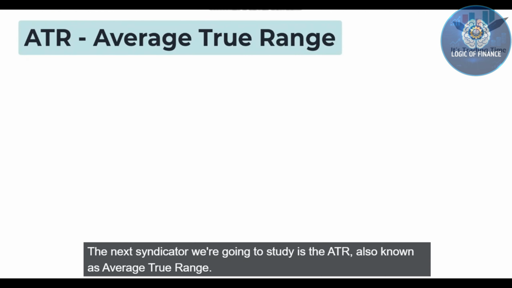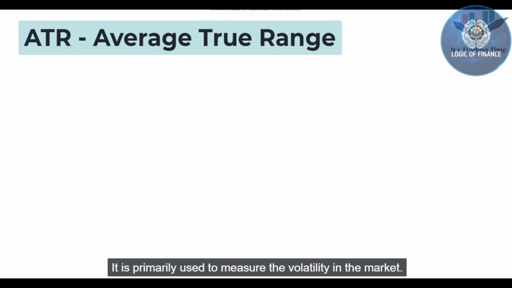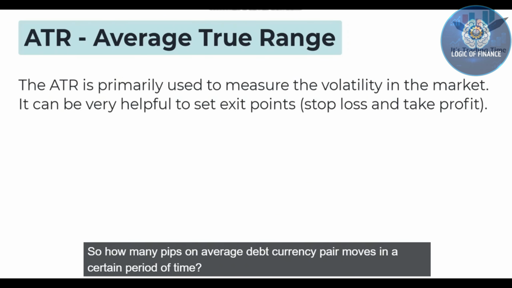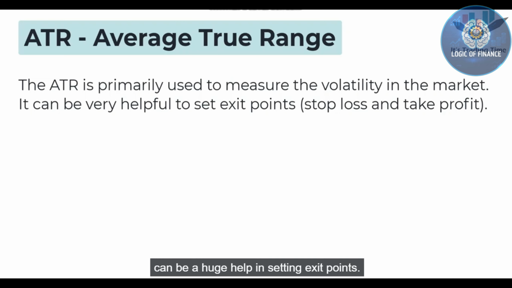The next indicator we're going to study is the ATR, also known as average true range. It is primarily used to measure the volatility in the market, so how many pips on average that currency pair moves in a certain period of time. And while it's not very useful to understand the direction of the market or to set entry points, it can be a huge help in setting exit points, so stop loss and take profit.